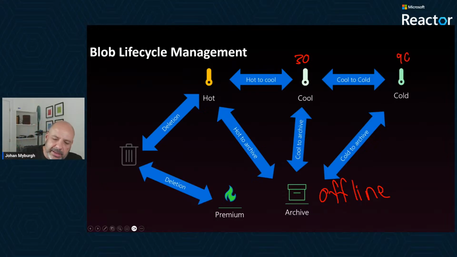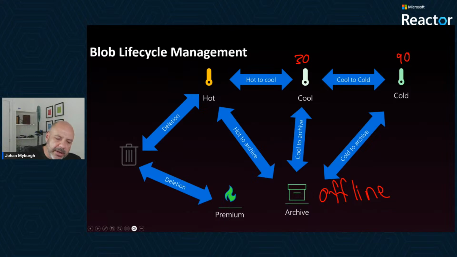I think it's something like 90 days for the cold tier. So you need to think carefully about tiering your blob storage down. What you don't want is for blobs to be tiered down to the cool tier and then within 2 days get moved back into the hot tier again.